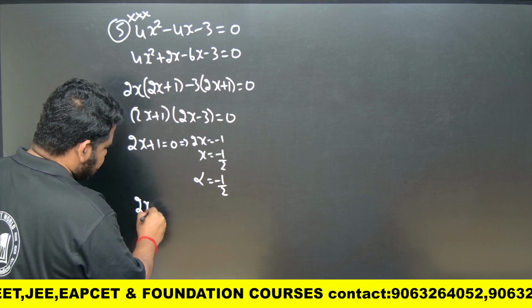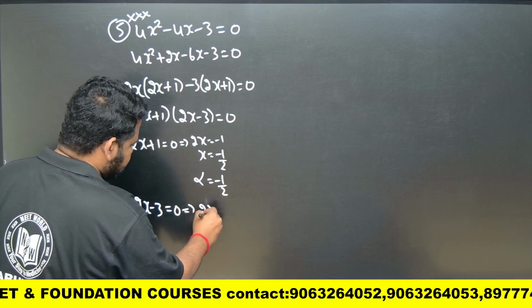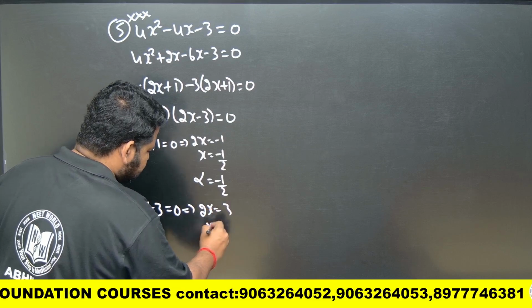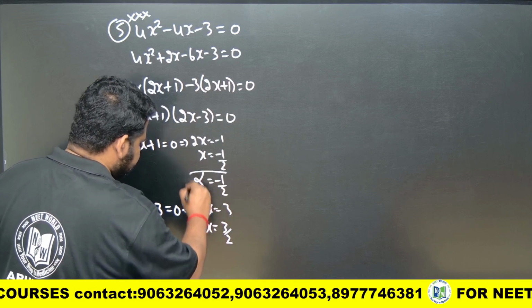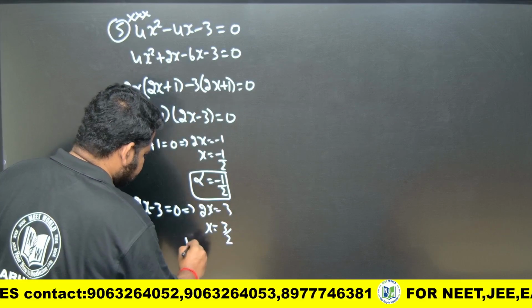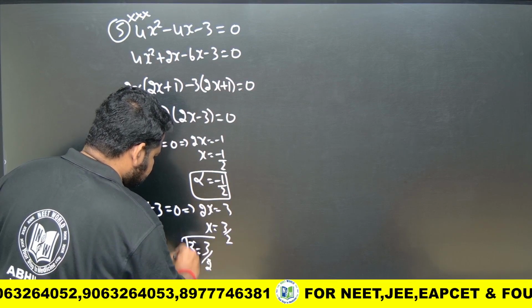Next we have 2x minus 3 is equal to 0. This implies 2x is equal to 3 and x is equal to 3 by 2. So alpha we got as minus 1 by 2, and beta will be equal to 3 by 2.